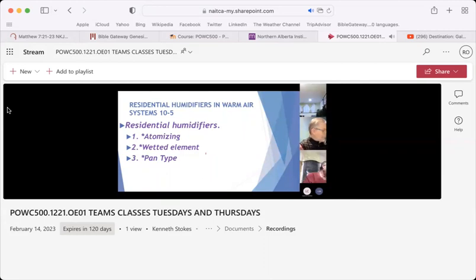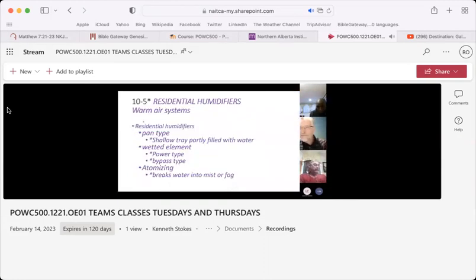How do we make up humidity in the building? In a residential system, we have 3 types: atomizing, wetted element, or pan type. We'll look a little closer.